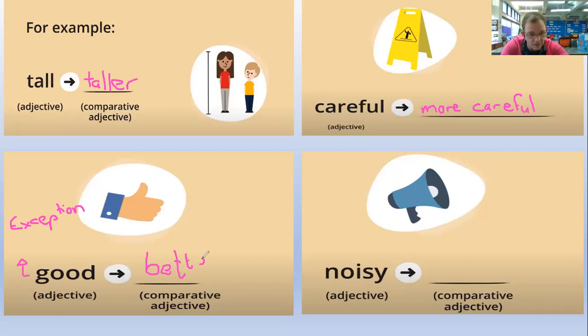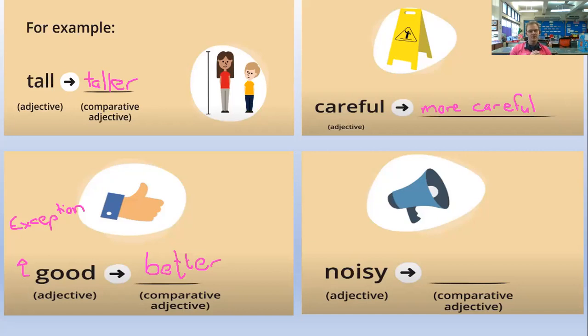Good becomes better. Let me just see if I have the word bad here. Oh yeah, I have bad as well. So good becomes better. That's one of the exceptions. So I'm good in mathematics, but I'm better than my friend. If we compare, I'm good in mathematics, but my friend is better than me.